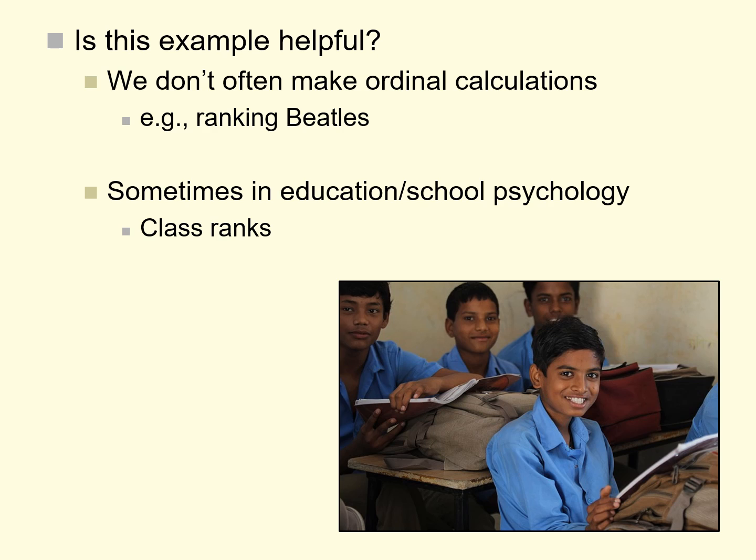Now, is this example helpful? Again, it's an example you often encounter in statistics textbooks, that is, ranking some group of people like members on a sports team, or in my example, Beatles. Maybe it's not that interesting or not that helpful. We don't often make ordinal calculations in research in psychology, at least not the type of research that I'm most familiar with. Maybe there are some exceptions, like if you work in educational or school psychology, you might use class ranking or some similar ordinal way of organizing data.